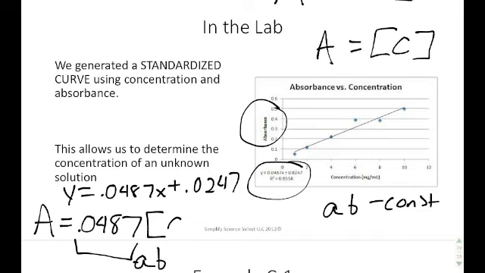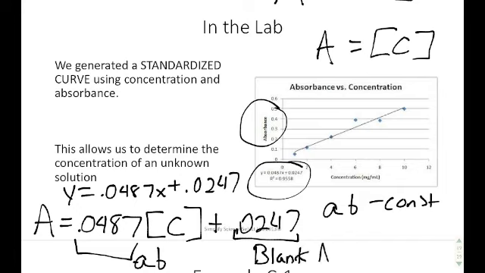X represents the concentration. So then the question becomes, what is this 0.0247? The 0.0247 is considered to be what's called the blank absorption. If you were to put pure water in the cuvette, some of the water would absorb some of the light. It would scatter it, absorb it, whatever. So that represents the absorbance when the concentration is 0.